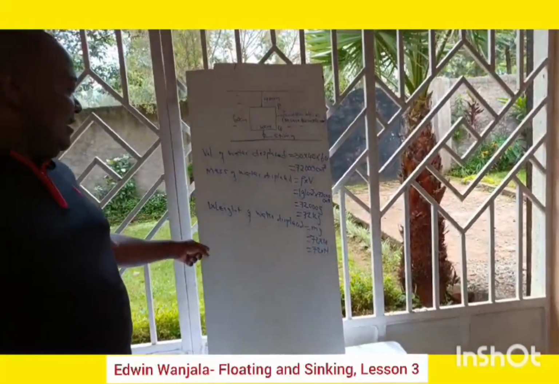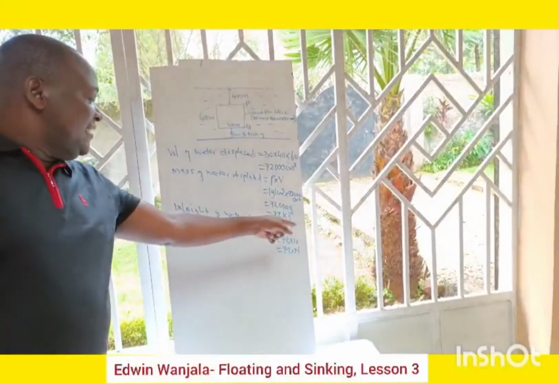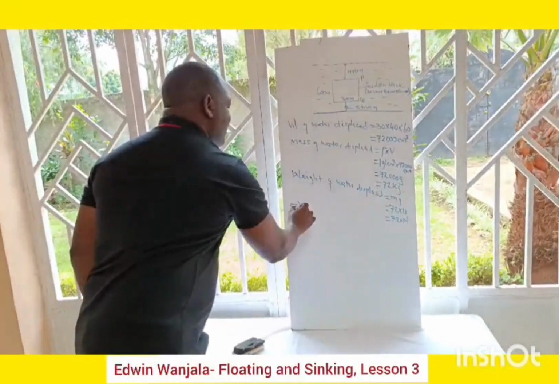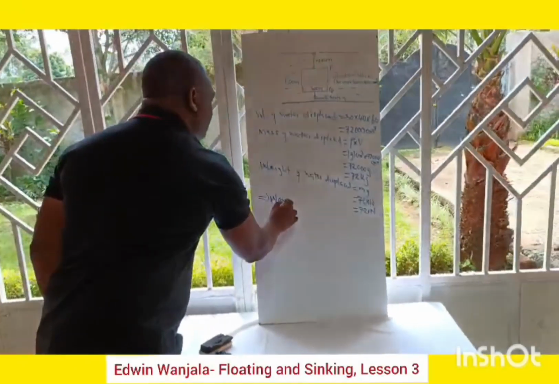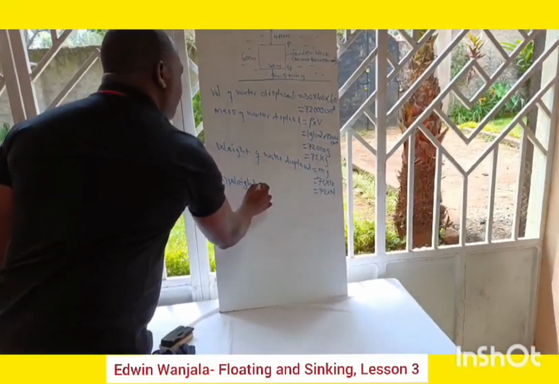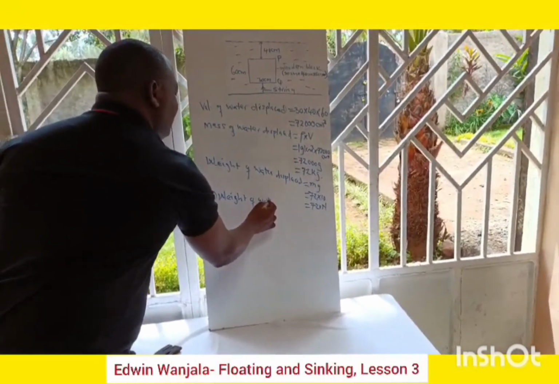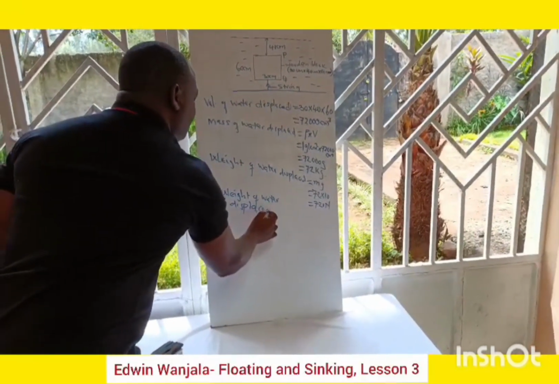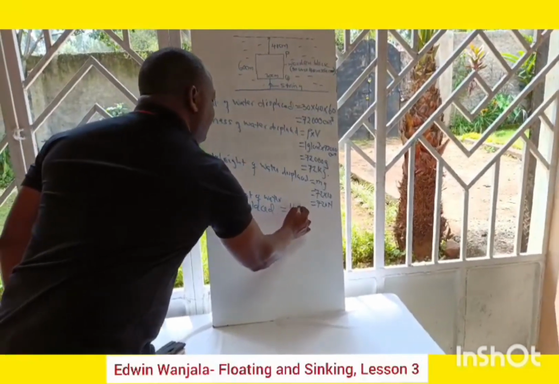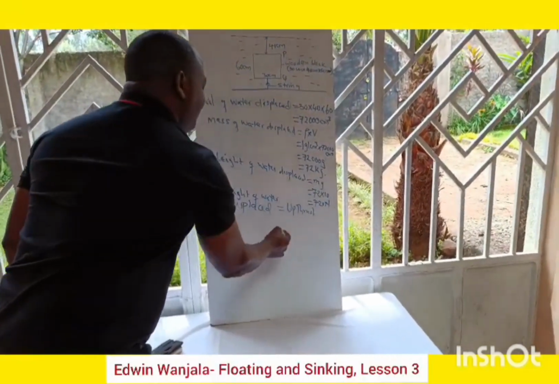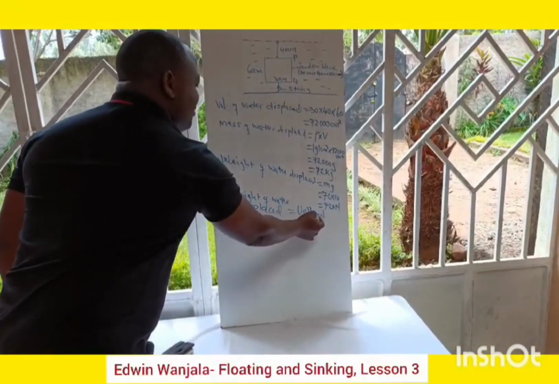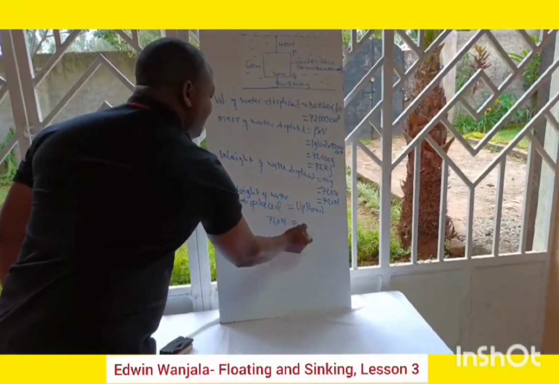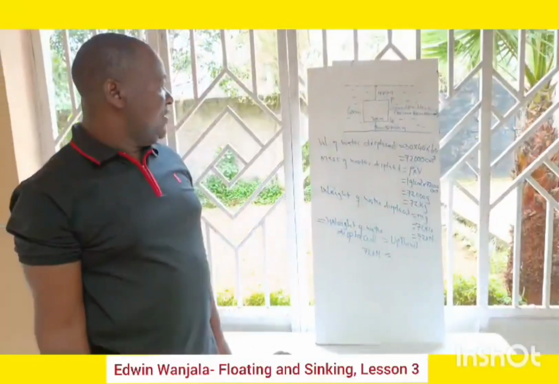Now, according to Archimedes, this weight of water displaced is equal to upthrust. So we imply that the weight of water displaced is equal to upthrust. And for us, the question is asking for the upthrust, so that means upthrust is equal to 720 newtons. And that's the solution to that question.